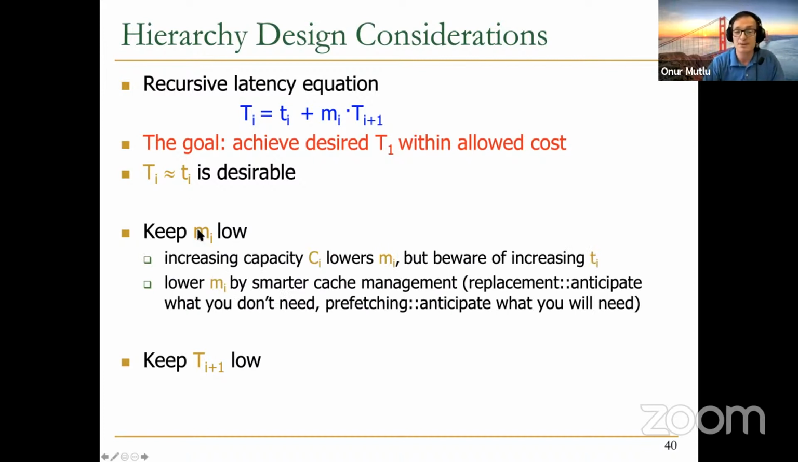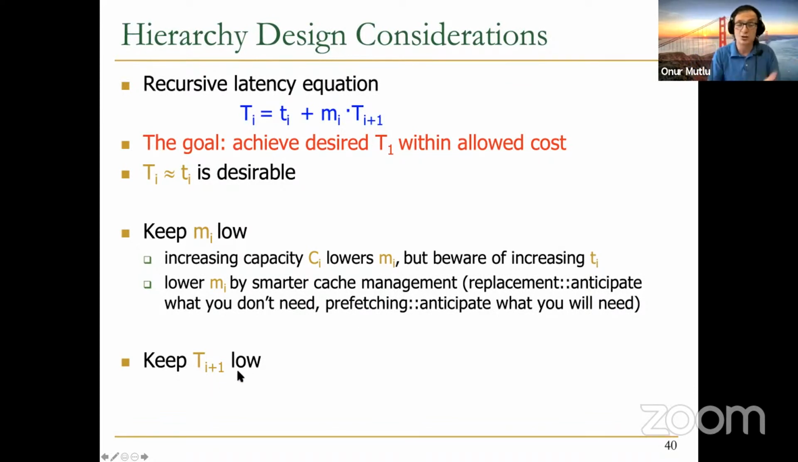So if you want to keep the miss rate of a level low, you can increase the capacity, right? That's obvious. It lowers Mi, but it may increase your intrinsic access latency at that level. So increasing capacity may lower your miss rate. Not always, sometimes. In general, it does. But it also increases your intrinsic access latency. But you could also lower miss rate by smarter cache management that we briefly discussed based on a question from one of your colleagues, right? So you can be careful about what you place into the cache. You can be careful about what you replace from the cache. You can anticipate what you do need, what you don't need. And you can prefetch into the cache such that you minimize the misses whenever the processor needs it.